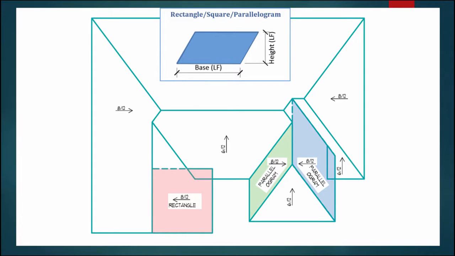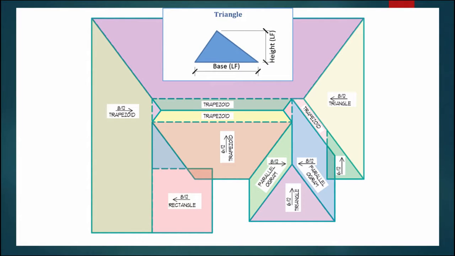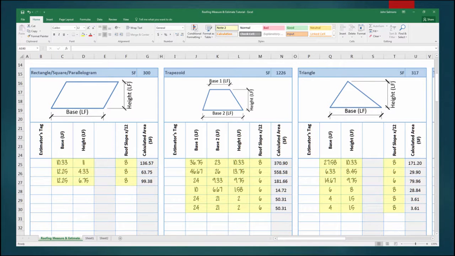Next, let's look at the parallelograms. That's prompting you for the same dimensions, base and height, so 12-3, 6-9. And next, let's take a look at the trapezoids. Now, the trapezoids, you need to pull 2 base dimensions and then the height. And to wrap this roof up, we're going to take a look at the triangles, a simple base, and a height. Now, this is what it's going to look like when you enter this information into the spreadsheet.